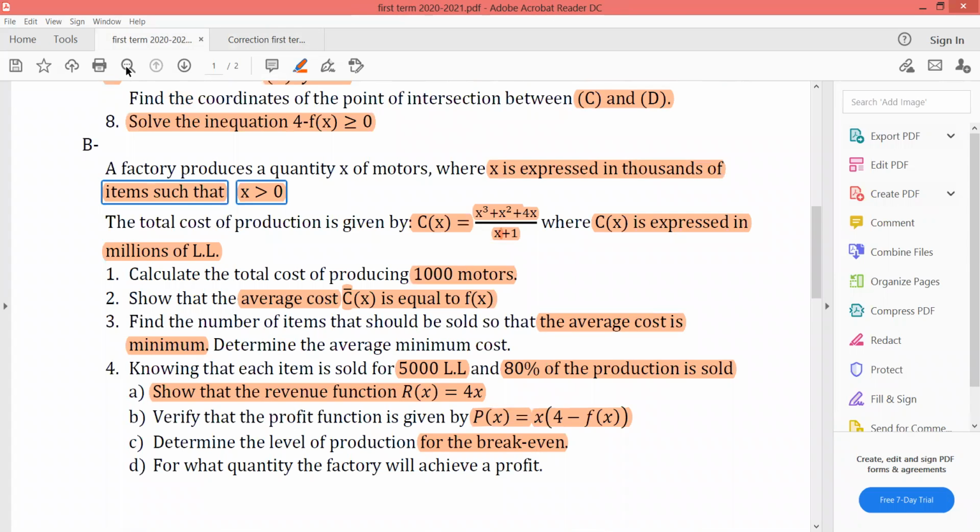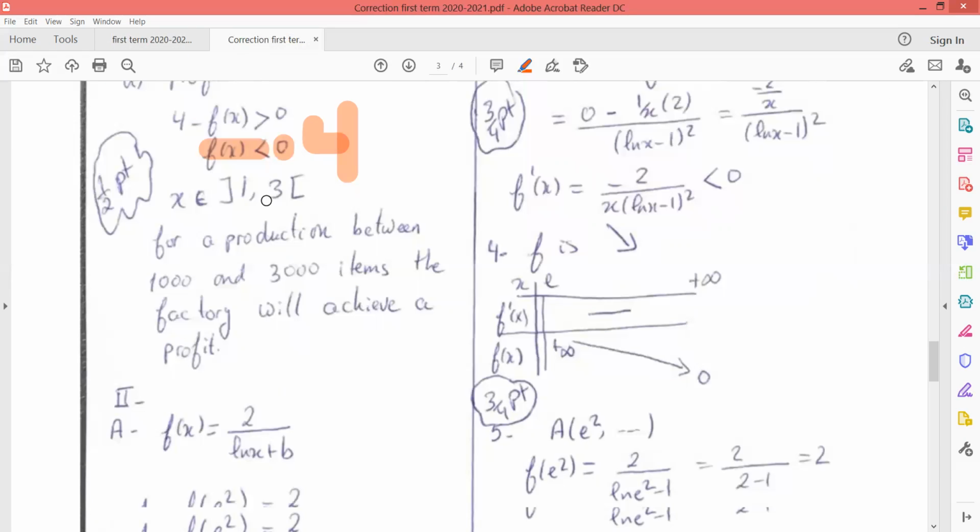With f(x) less than 4, x is between 0 and 3, not 1. It should be between 0 and 3. So for a production between 0 and 3,000 items, the factory will achieve a profit. Okay, this is all for the first exercise. I will send another video for the other exercise.